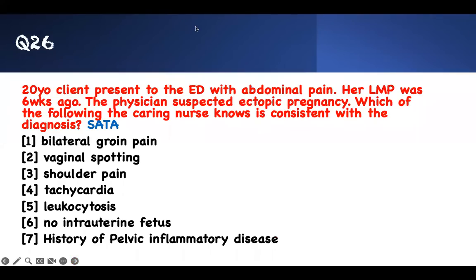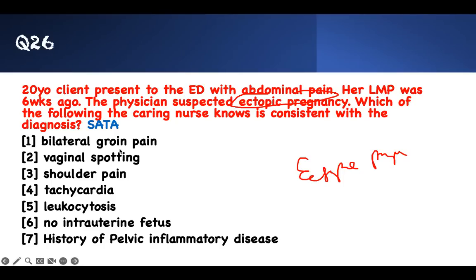Another select-all-that-apply. Like I told you, most of the cases are select-all-that-apply. Which of the following should the nurse know is consistent with the diagnosis? What diagnosis? A 20-year-old presented to the emergency room with abdominal pain. LMP, last menstrual period, was 6 weeks ago. The physician suspected ectopic pregnancy. So keyword, ectopic pregnancy. So which one is consistent with the diagnosis?